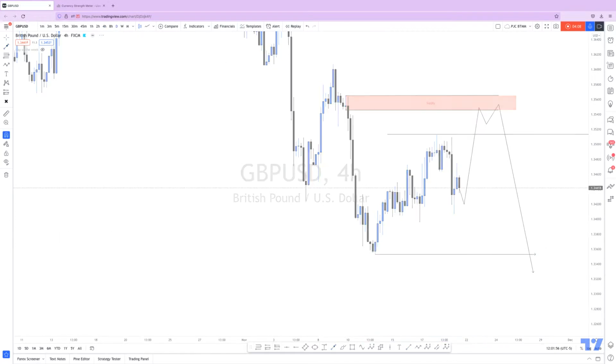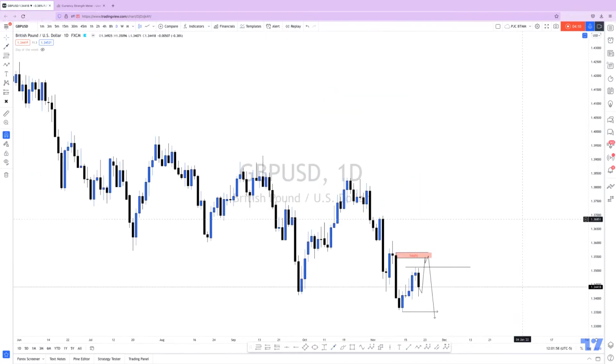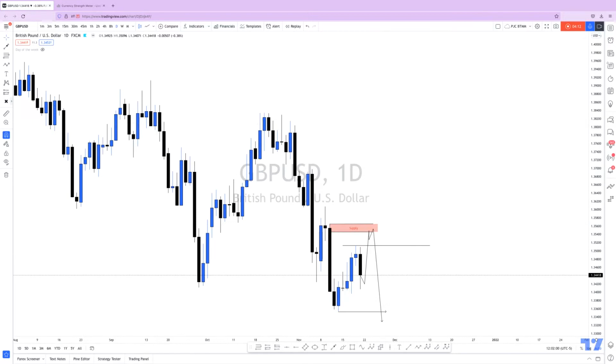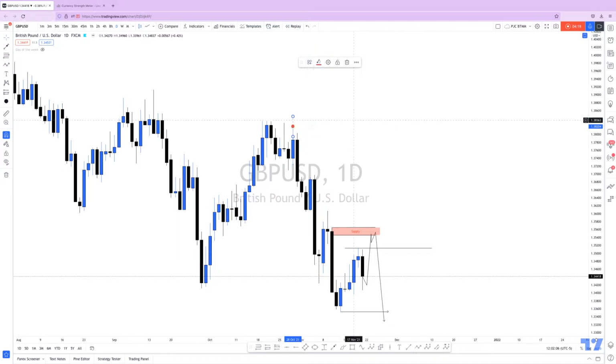You can see, like I said, the market is having a series of lower lows and lower highs. So let's just note the bearish.